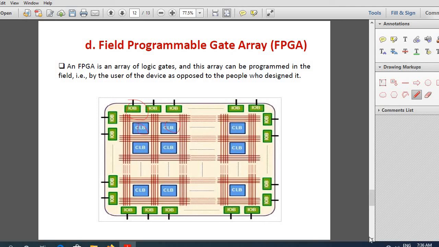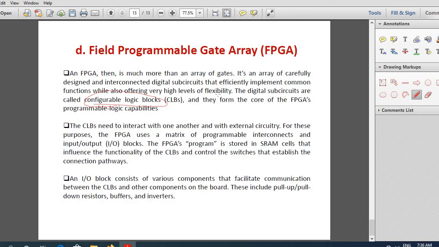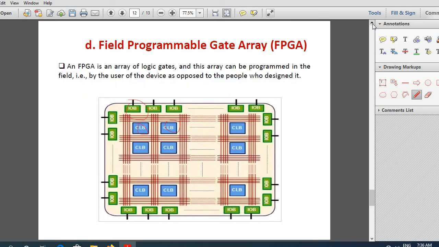Okay. So I think you can read more on FPGA. You don't need to study an example for FPGA. You need to study only the basics of FPGA. You can just go through and let me know if you have any doubts.